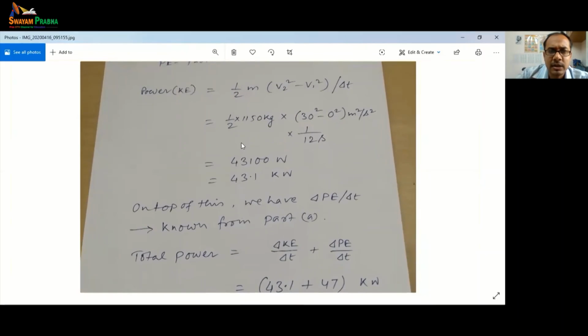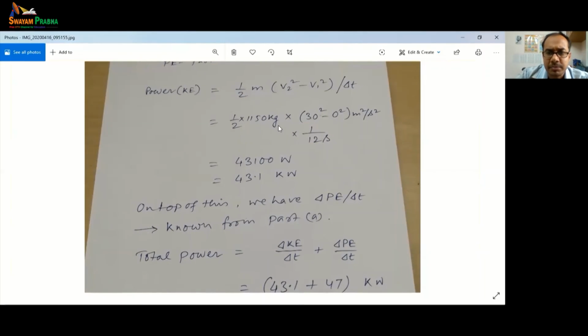Again, everything is given here. The mass is 1150 kg and v2 is 30 meters per second. 30 squared minus 0 squared, that means it starts from rest, and the unit will be meter squared per second squared, divided by 12 seconds. That's the time period. If you do this calculation, you will find it will be 43100 watts, and convert it to kilowatts to be 43.1 kilowatts. So this is the total power to accomplish the change in kinetic energy in 12 seconds.